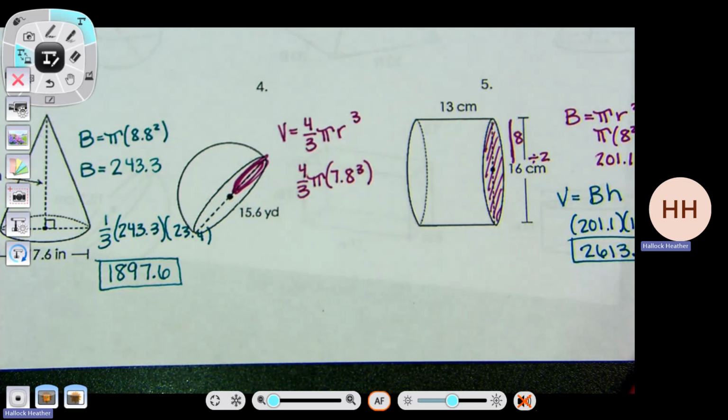Your decimal for your radius is 7.8. You should not be using 15.6.